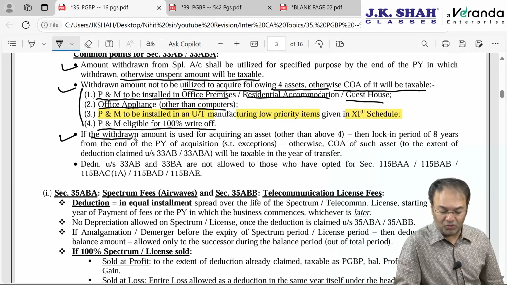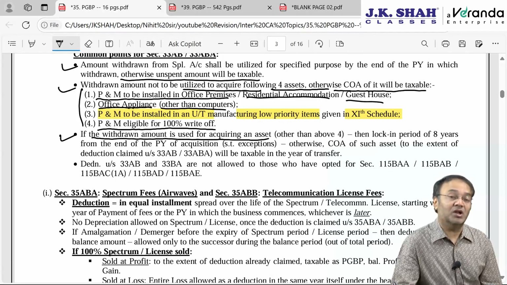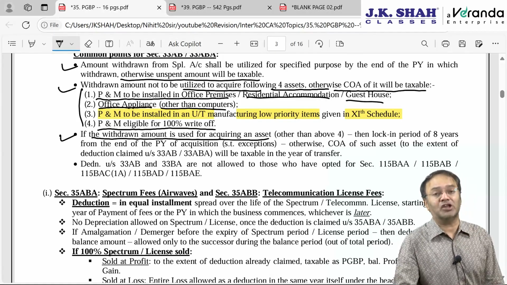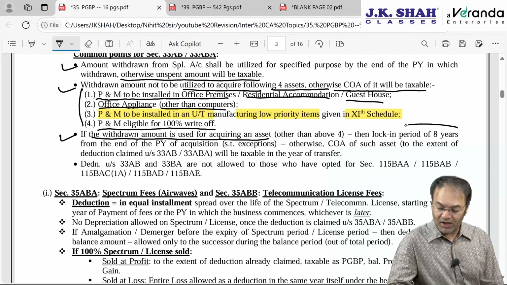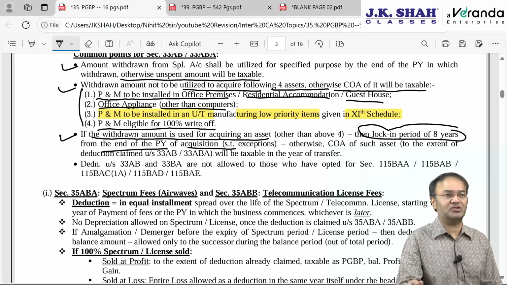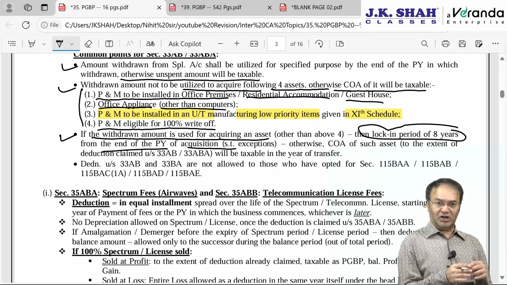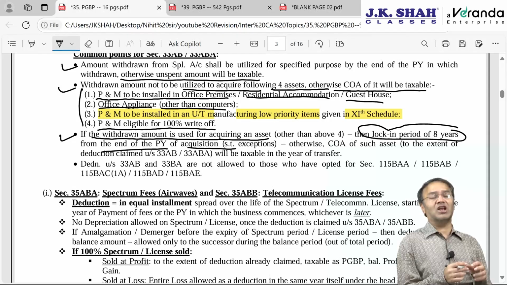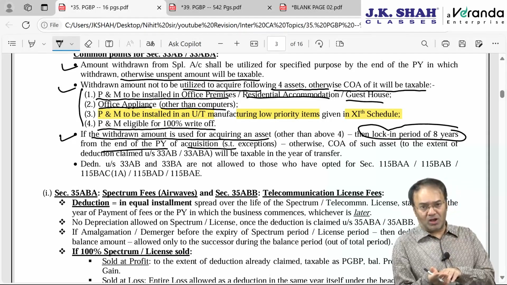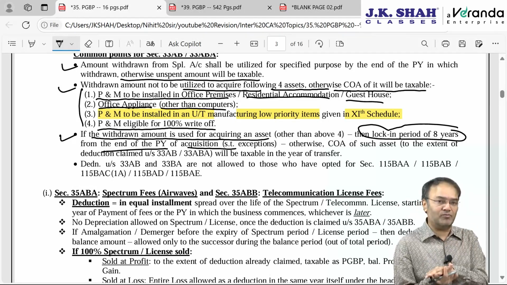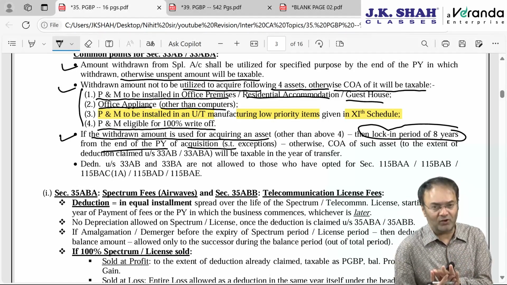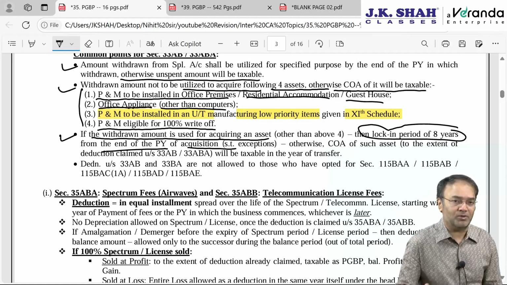If the withdrawn amount is used for acquiring an asset other than the above 4 which is allowed, then the given asset will have a lock-in period of 8 years. For next 8 years, such asset cannot be sold. 8 years of lock-in period from the end of the year in which asset was acquired, subject to 2 exceptions. If transferred to government, then no problem before expiry of 8 years, or transferred by partnership firm to a company when the partnership firm gets converted into company, then no problem. Barring that, lock-in period of 8 years.